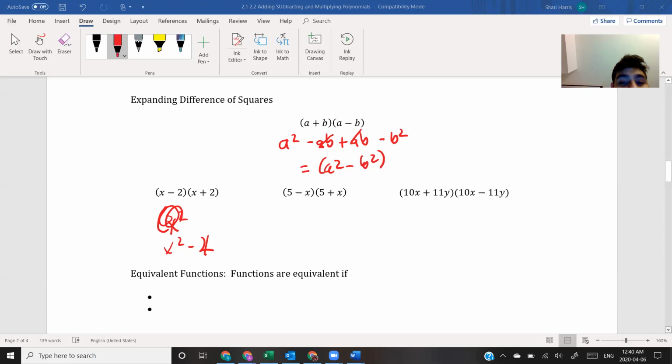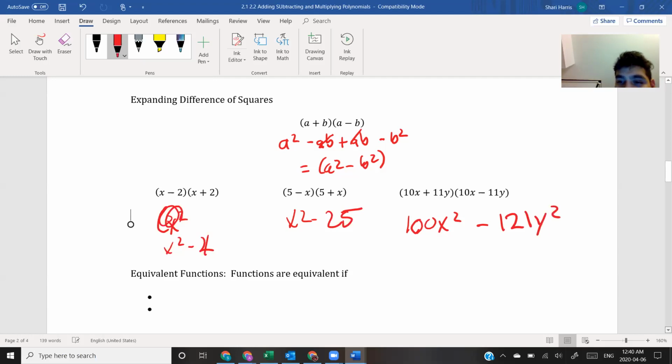All right, so 5 minus x, 5 plus x. This is going to give us x squared minus 25. And then this one over here is going to give us 100x squared minus 121y squared. Simple rules that we could remember.